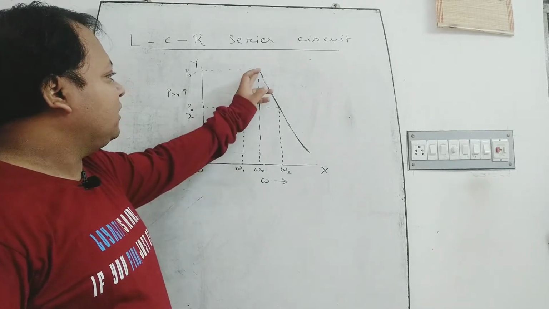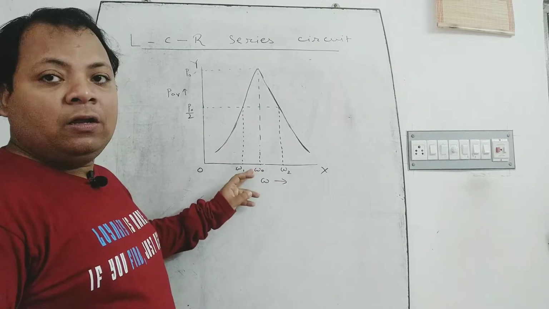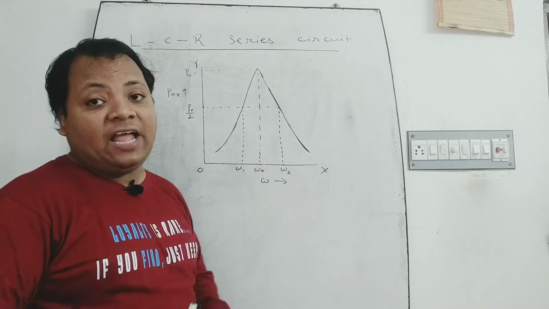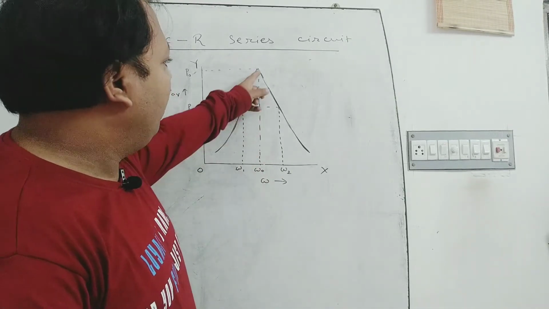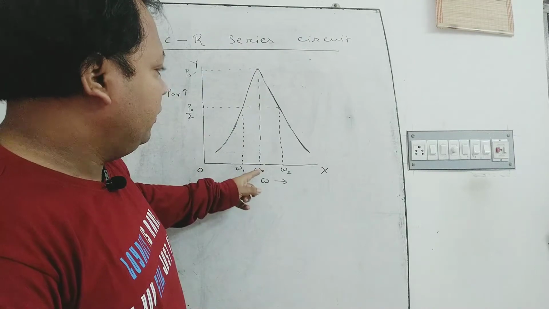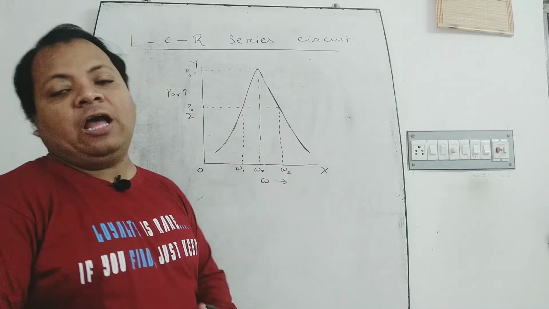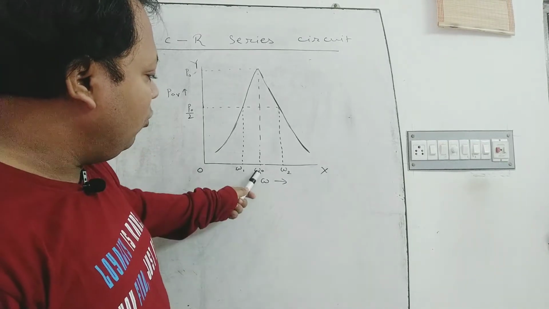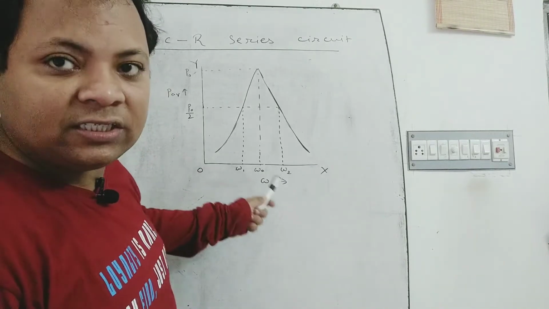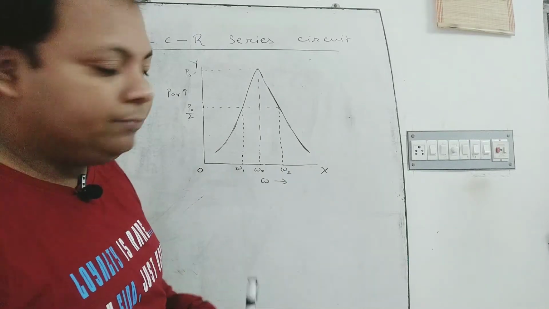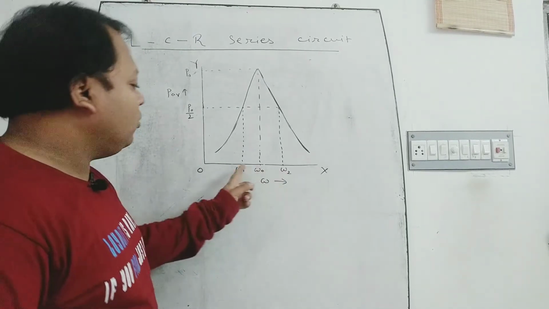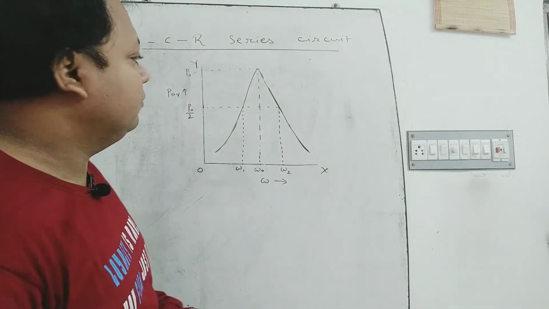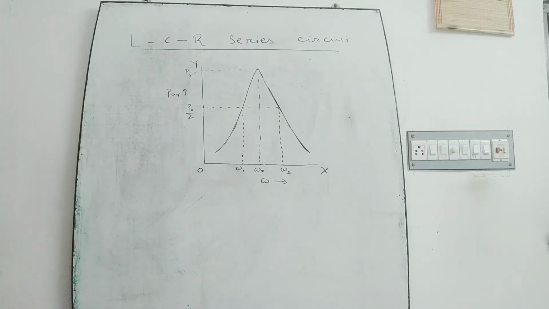When omega increases from 0, the power increases with the angular frequency omega. At the resonance frequency, the power becomes maximum, and then the power again decreases with increasing value of omega. That's why omega 0 is known as the resonance angular frequency. Actually, f0 is the resonance frequency and omega 0 is the resonance angular frequency.